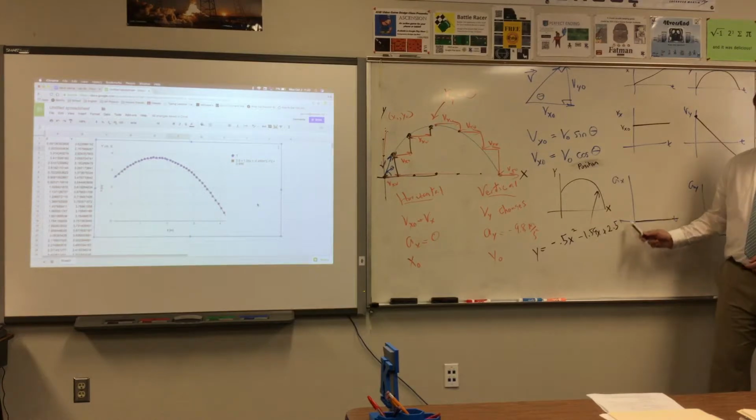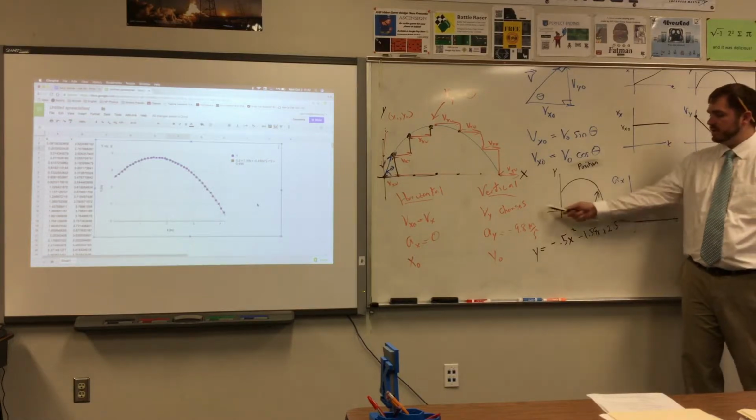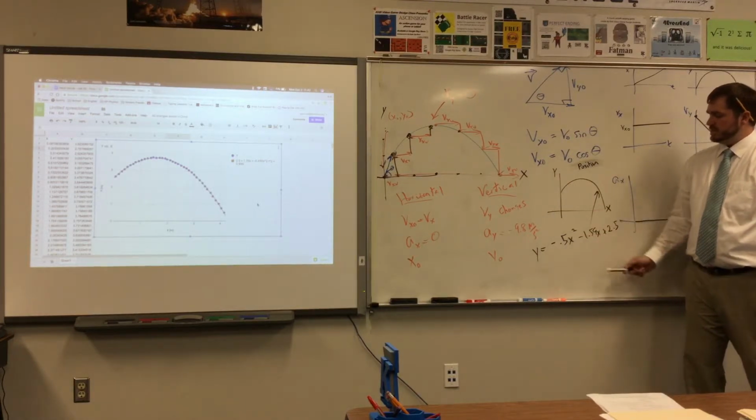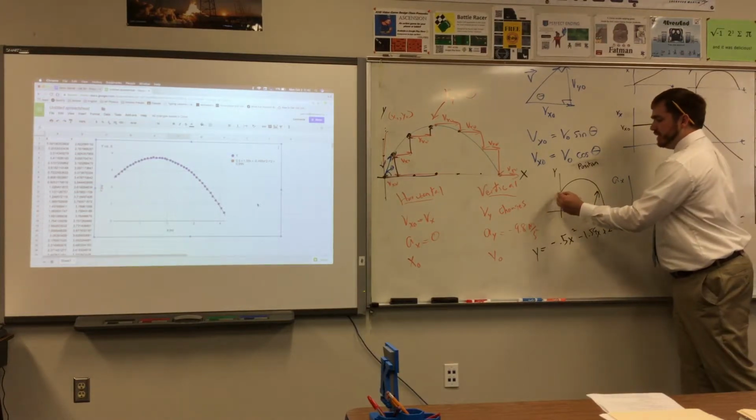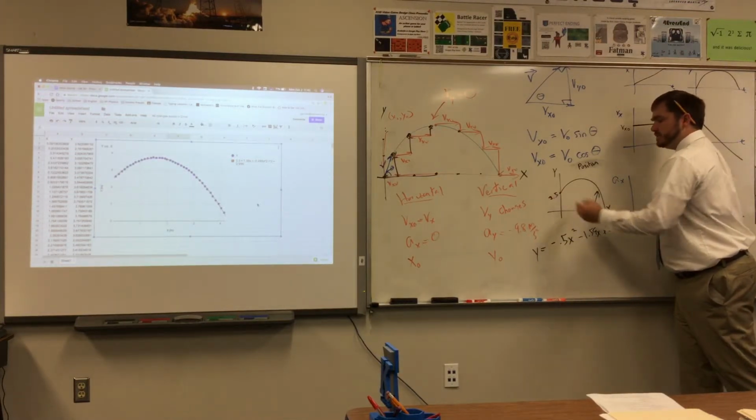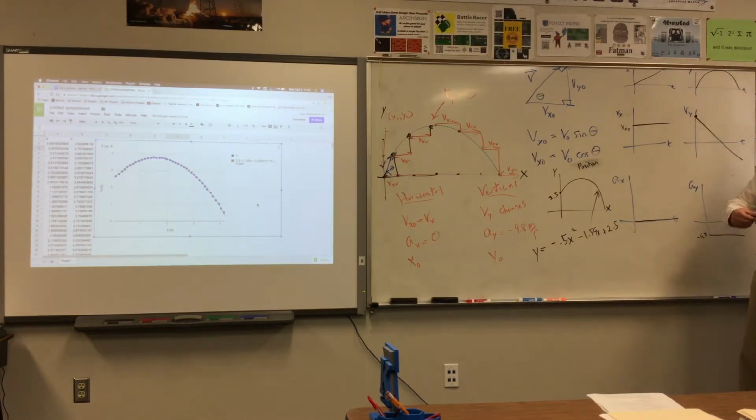This number that stands alone is the y-intercept, because when x is 0, then this term is 0, this term is 0, and so we have 2.5. That's why I said that was the y-intercept, 2.5 meters. That sounds about reasonable for the point that you let the ball go, somewhere up there, roughly. So that looks pretty good. Now, since you all have your calculators, let's go ahead and graph it.